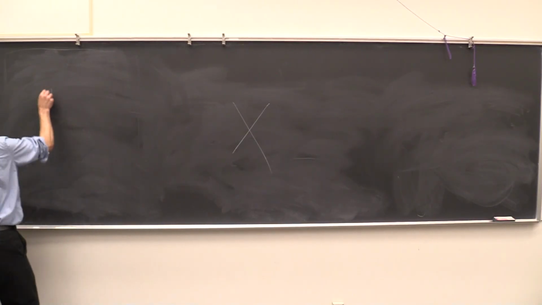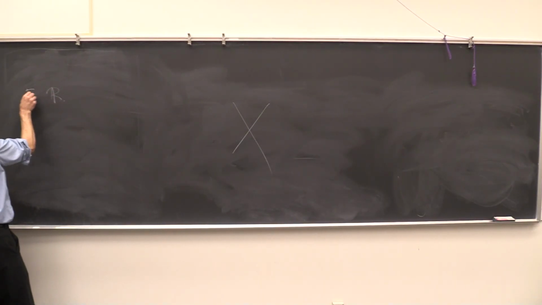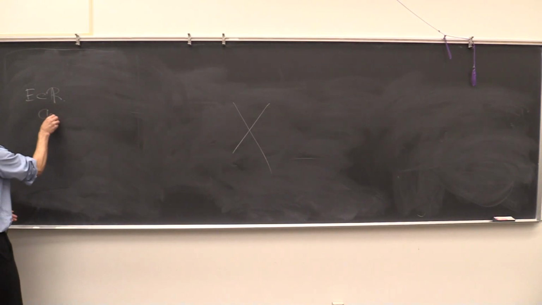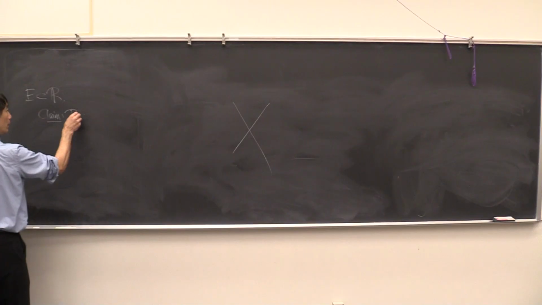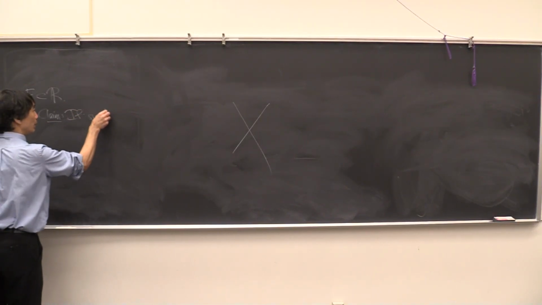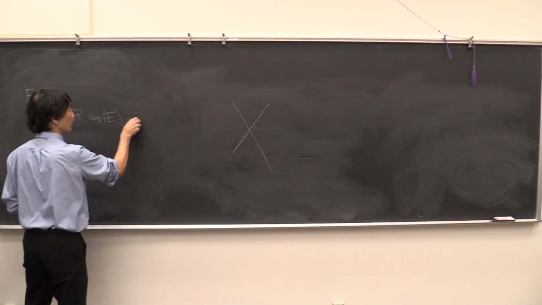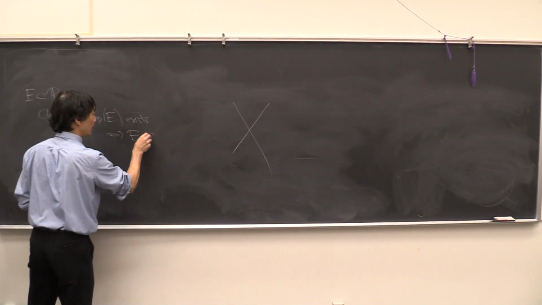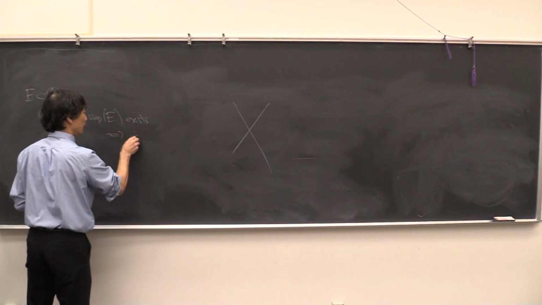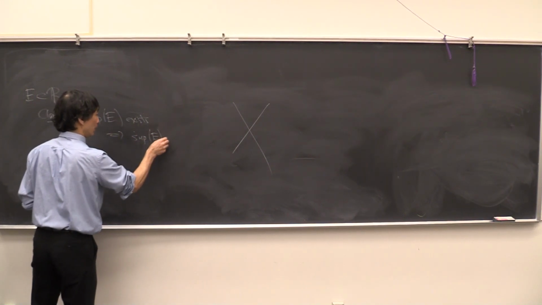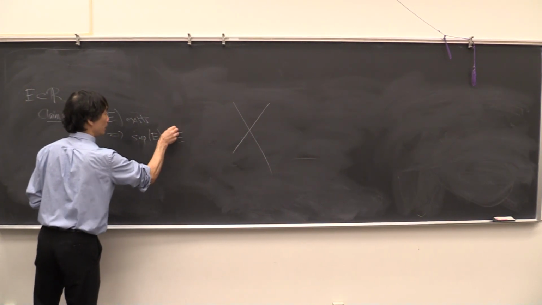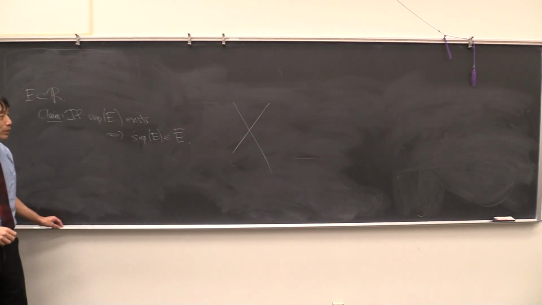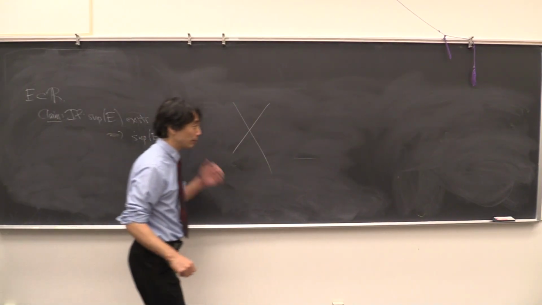We're on the real line. We have some subset of the real line. And the claim is that if the supremum exists, then it has to be in the closure of the set. Okay? If the supremum exists, it must be in the closure of the set.